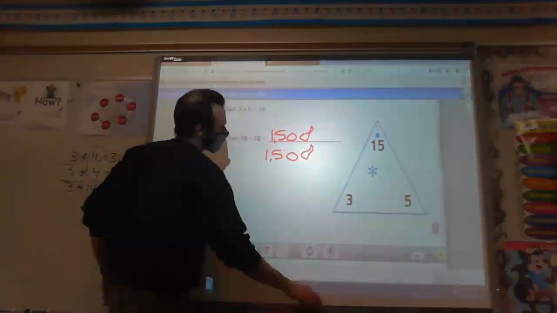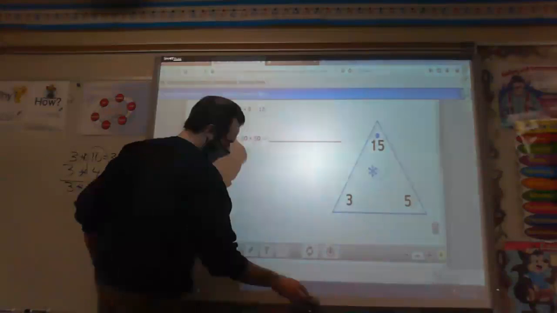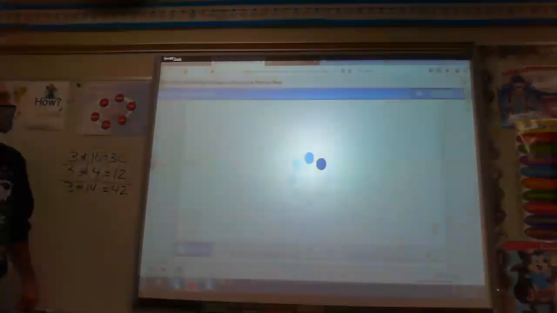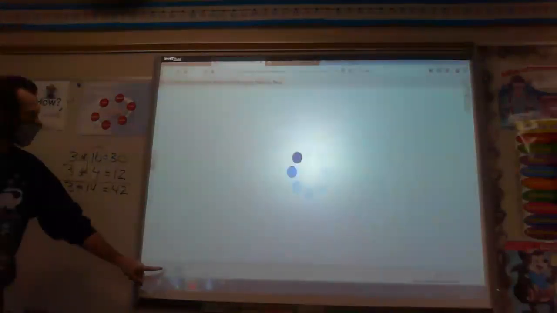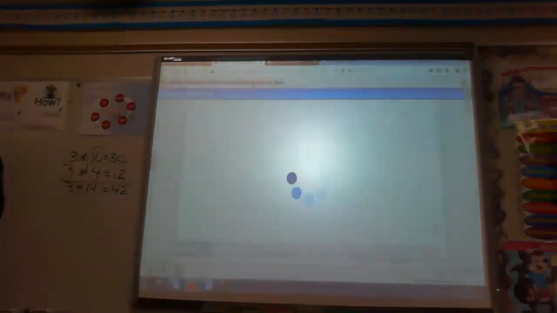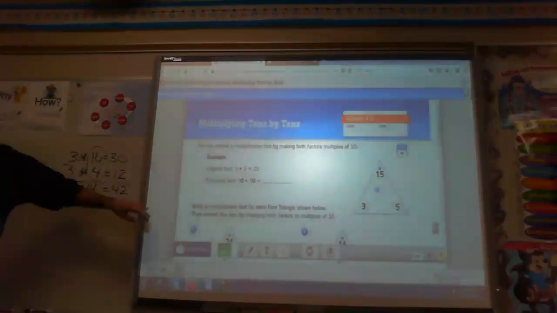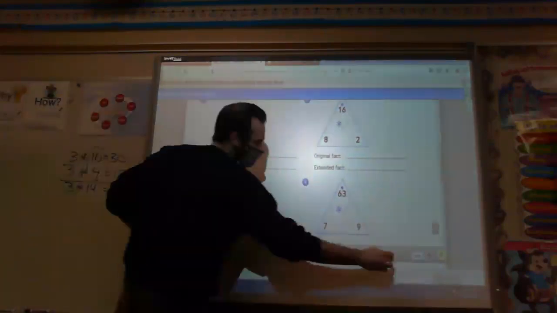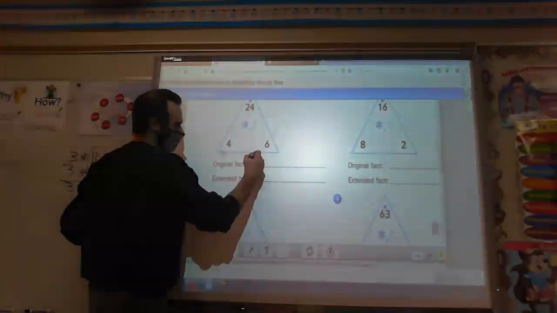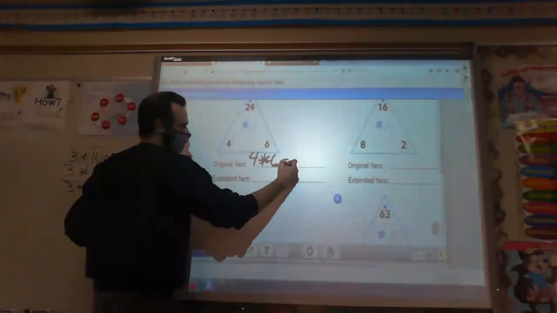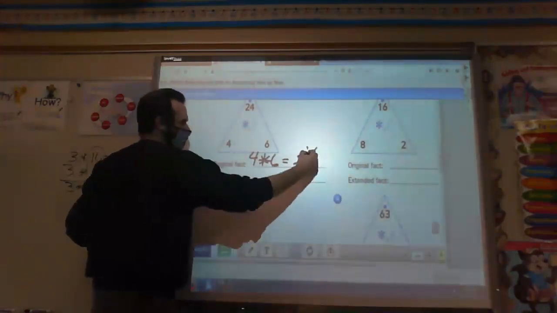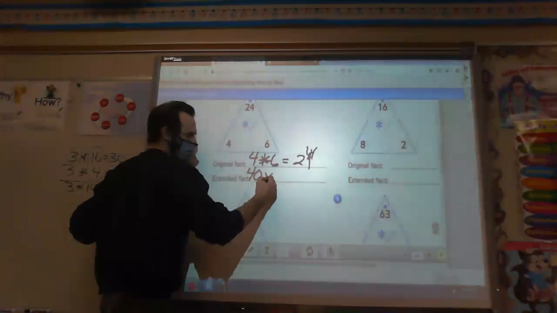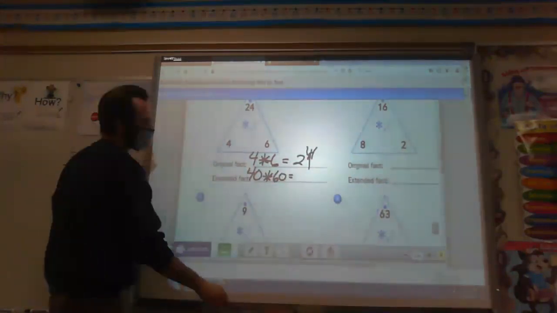So now, if this isn't print, I would have liked to do the print one. Now they want you to do the same thing. Original fact: 4 times 6 equals 24. This time they want you to put a 0 on both of these. Like that. Go ahead and try that.